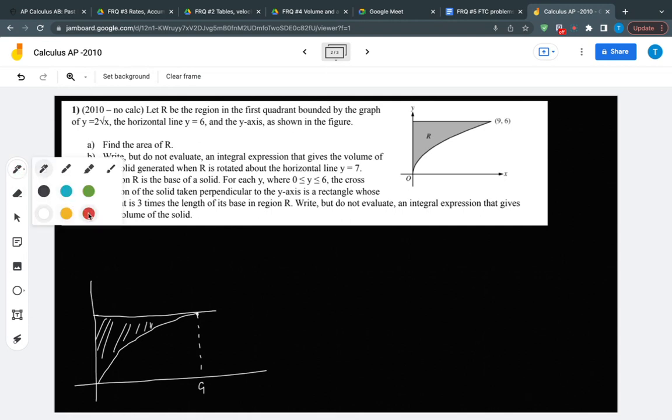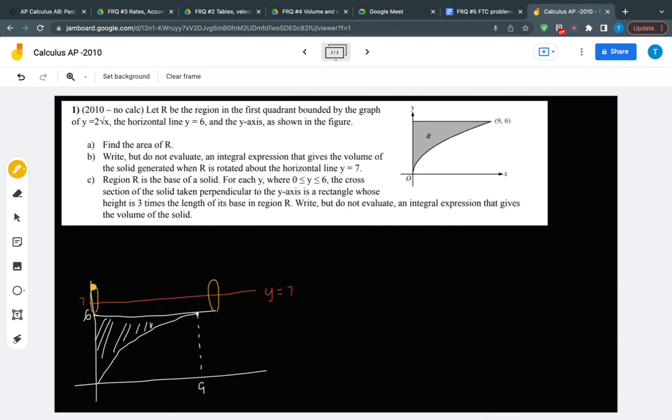Now let's draw the line y equals 7. We know this is 6, right? Now 7 is above the line y equals 6, so this is 7 right here. This is y equals 7, and they want us to rotate R around y equals 7. So we can draw a little bit here. For example, this one will be like this, and this one will be like that, right? And this line will be like this line. This one will roll around here and move down here, so you can see the curve will be like this. That's the region rotated around y equals 7.